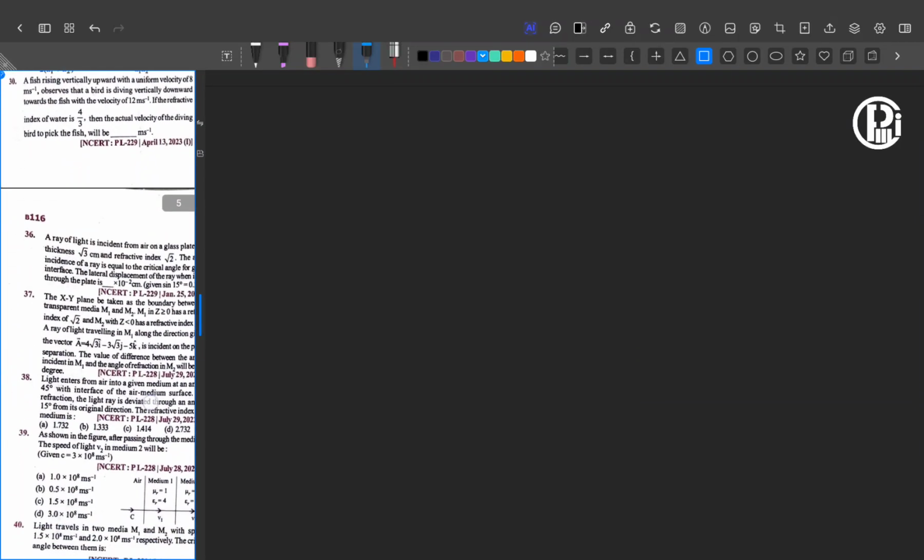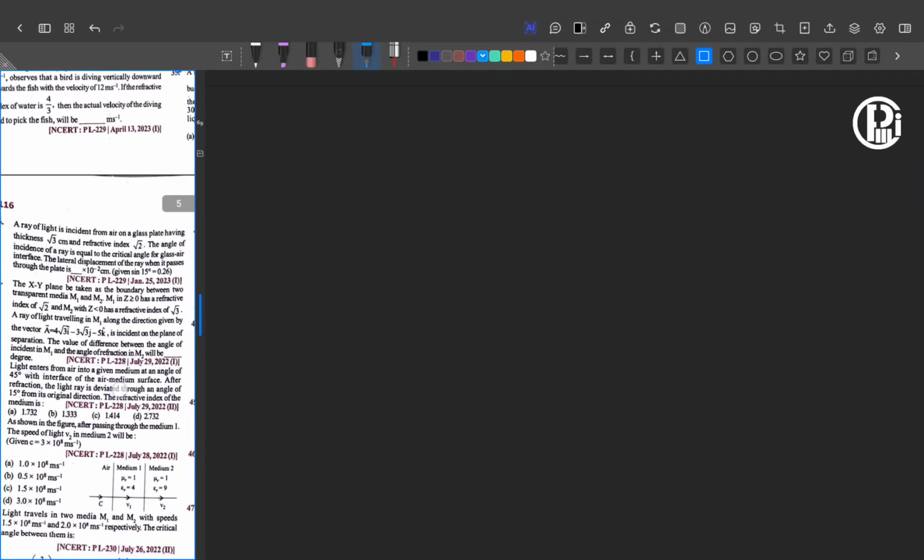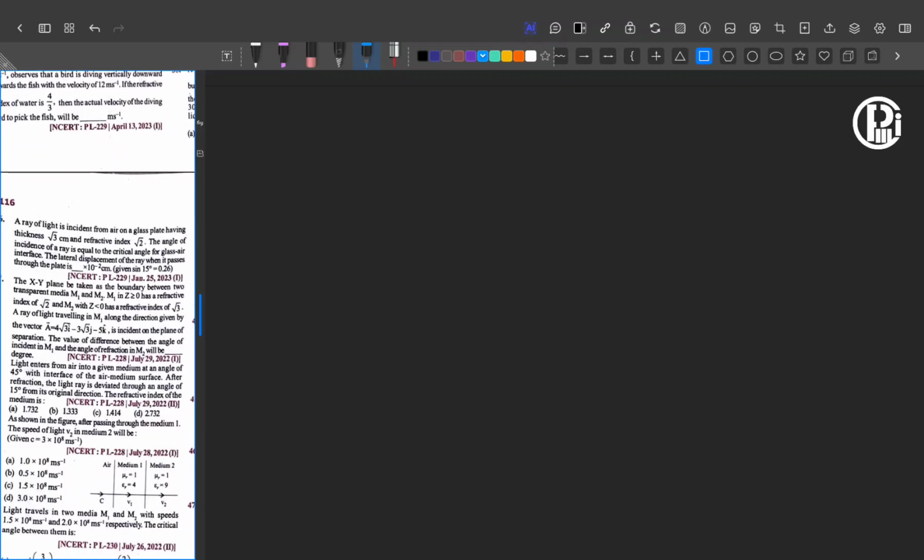So this is question number 37, which depends upon the vector form of refraction, right? So that is a new concept again, vector form of refraction. Question number 37 is on refraction vector form, right? So let me say that there is an interface.